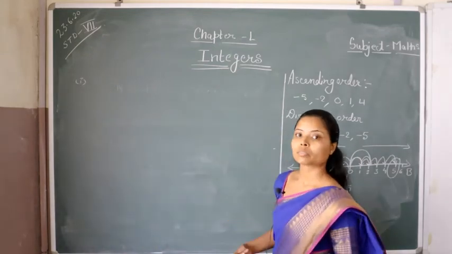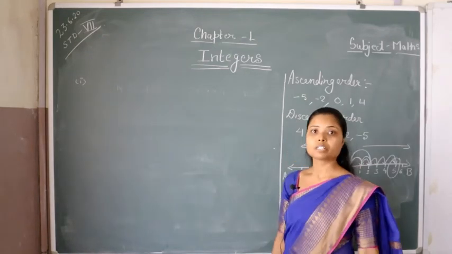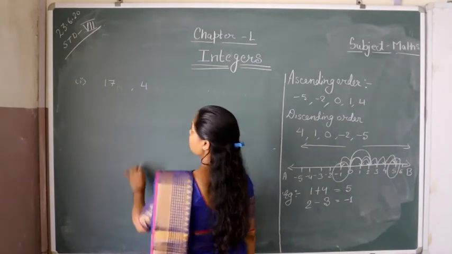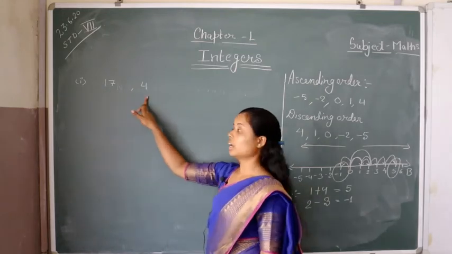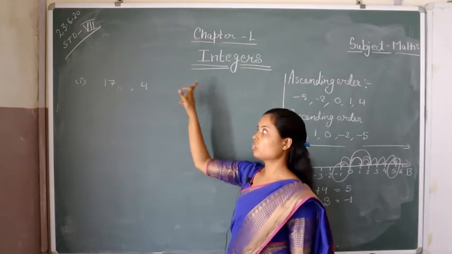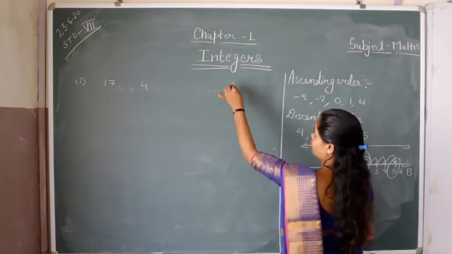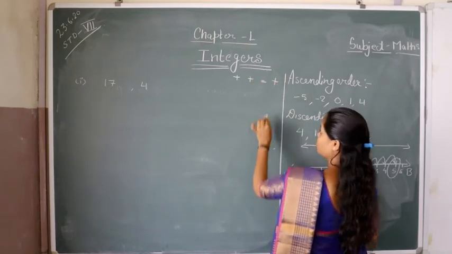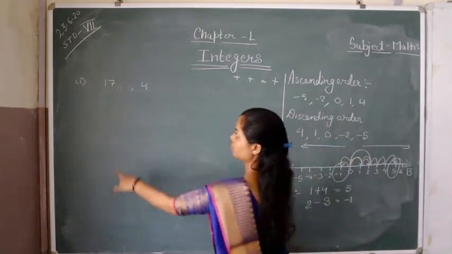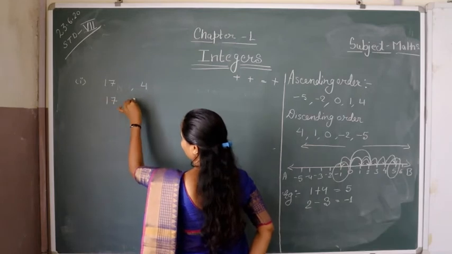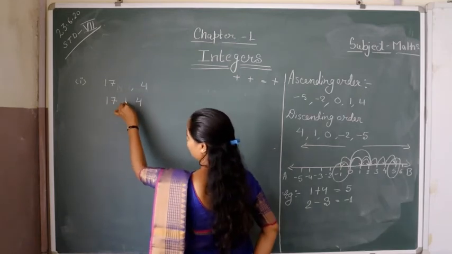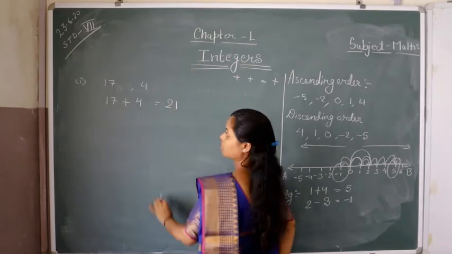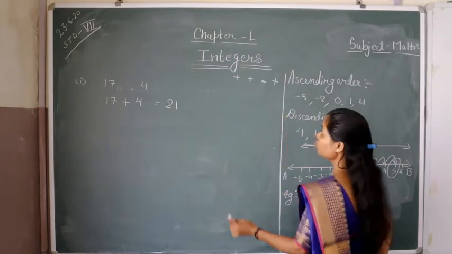For 2 integers, we will learn some statements. Suppose we have 2 positive integers, 17 and 4. So what do we get? When we add 2 positive integers, plus, plus, plus. So we get a positive integer. By an example, 17 and 4, we have 2 positive integers, and when we add these, 17 plus 4 is equal to 21.